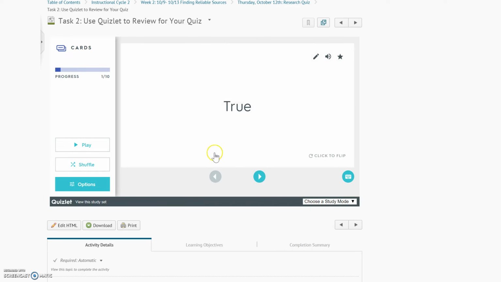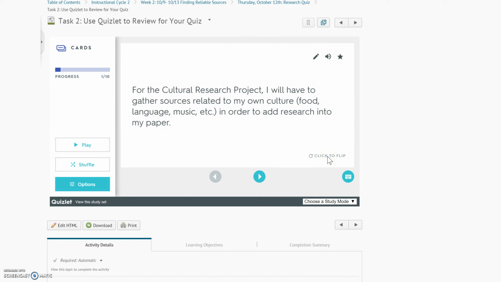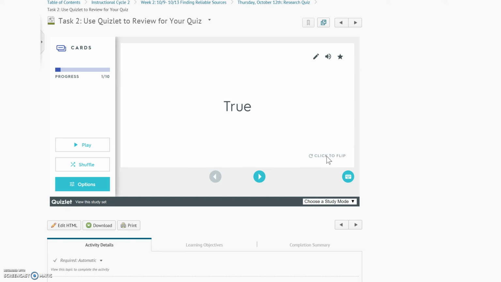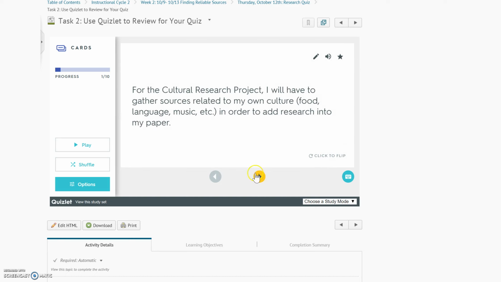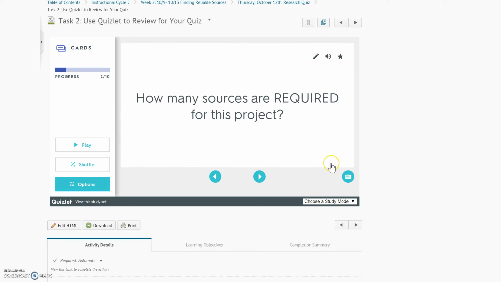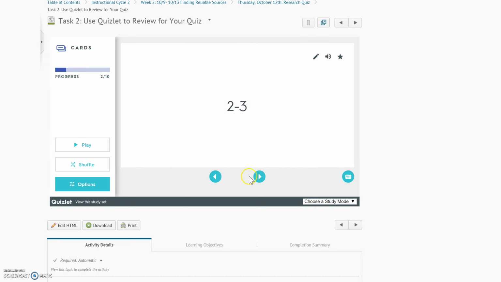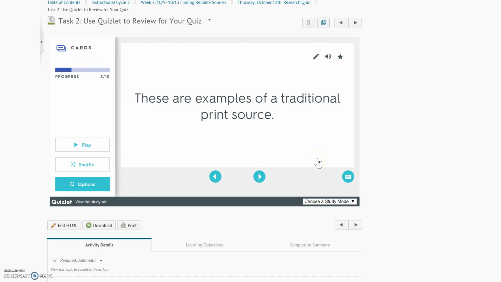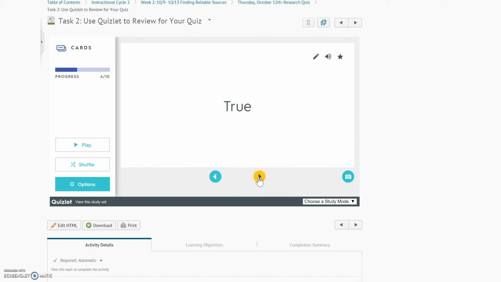Give it just a second. I find that a lot easier. So the flashcards are a lot easier to play with. Okay, so click to flip and then you can see the question, the answer. Okay, so that's how I like to play with it. I recommend that you have this Quizlet open to help you with your quiz, okay? Make sure you have that open to help you with your quiz.